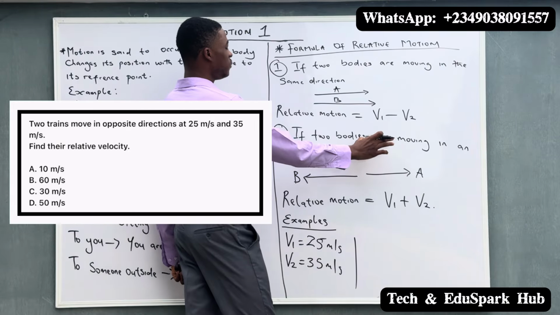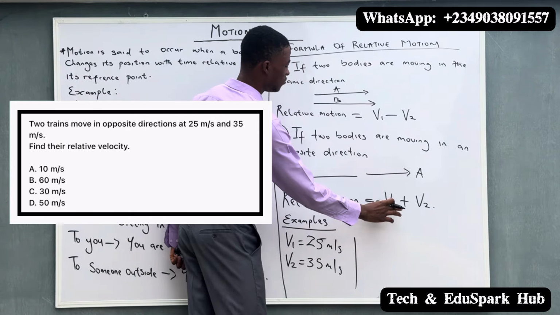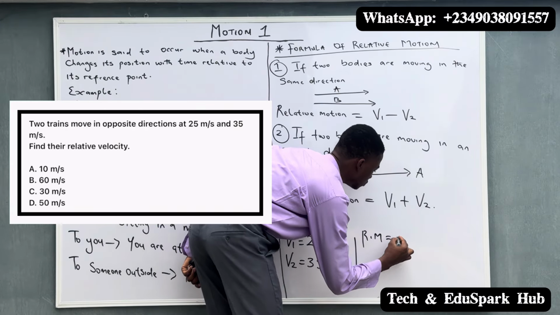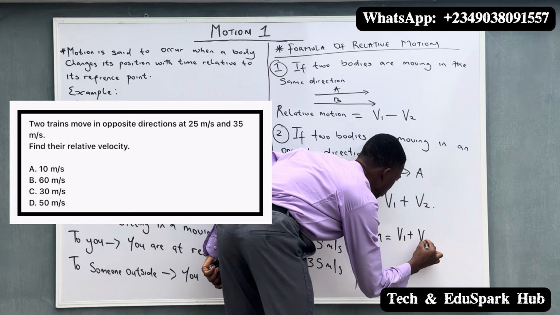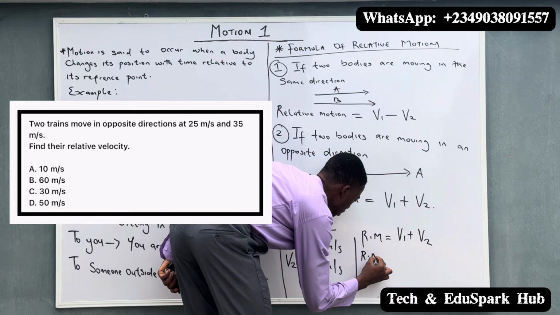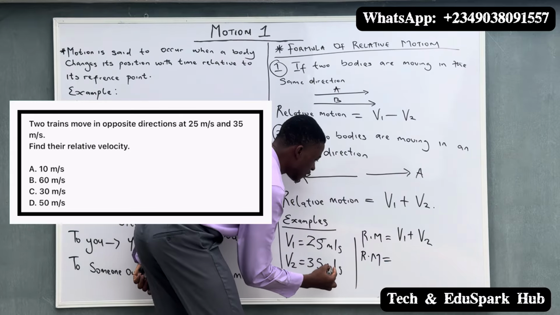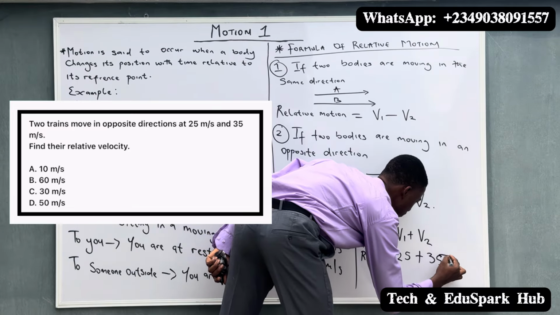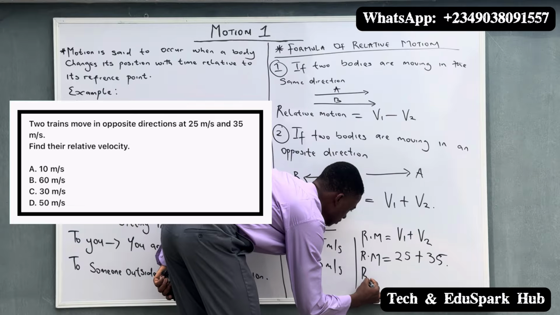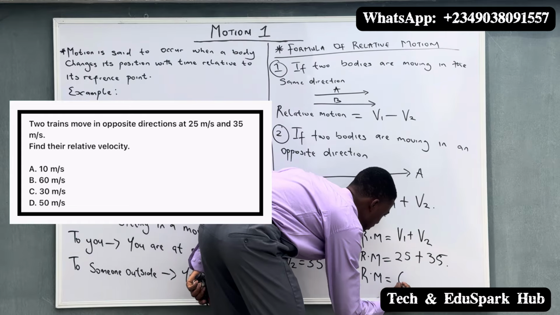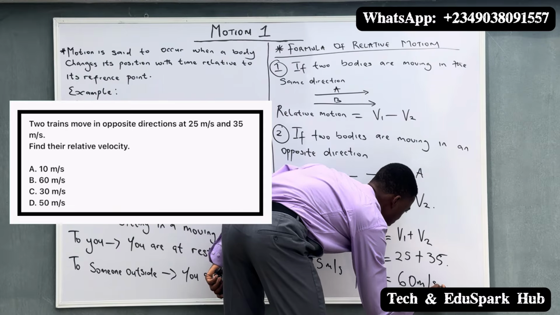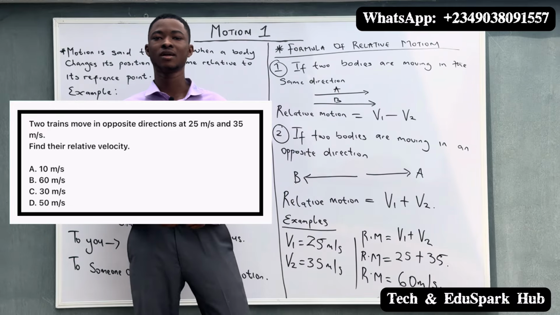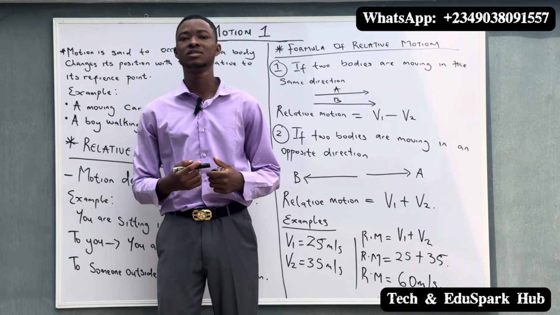And we said when two bodies are moving in an opposite direction, we have our relative motion given as V1 plus V2. So our Rm, which is the relative motion, is equal to V1 plus V2. In this case, our Rm will be given as 25 plus 35, so we have 60 meters per second. And this is our final answer to a question of this type. So option B is correct for this kind of question. And that will be all about relative motion.